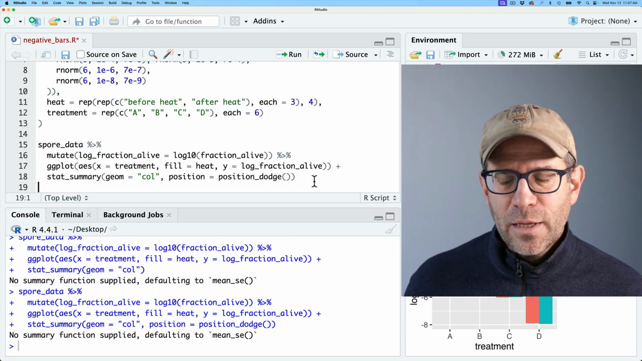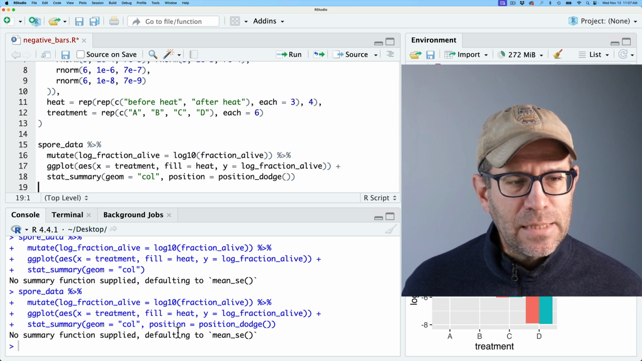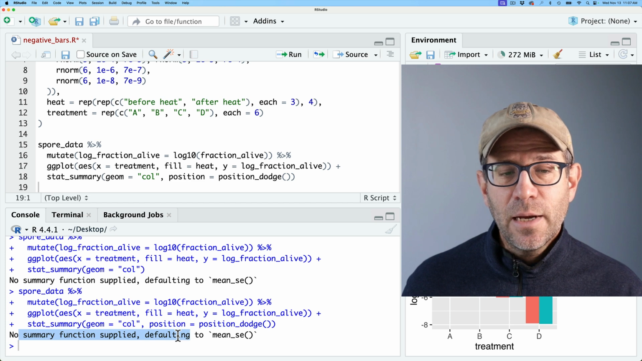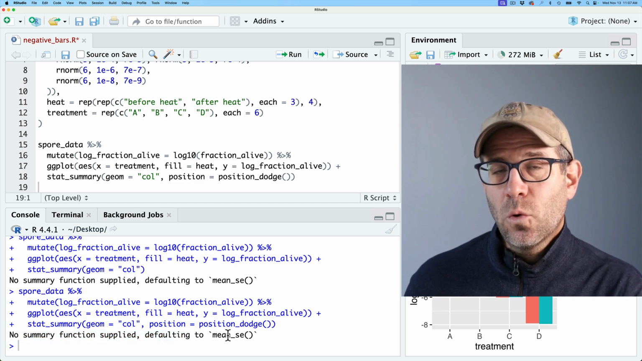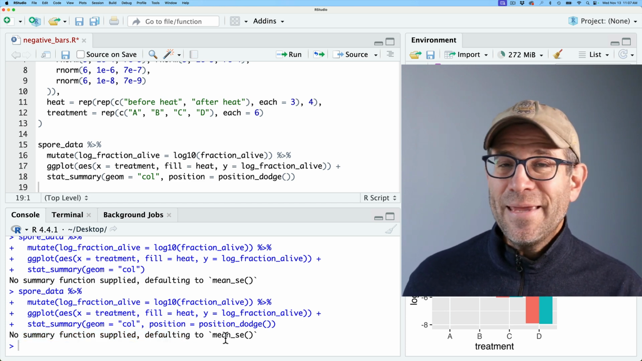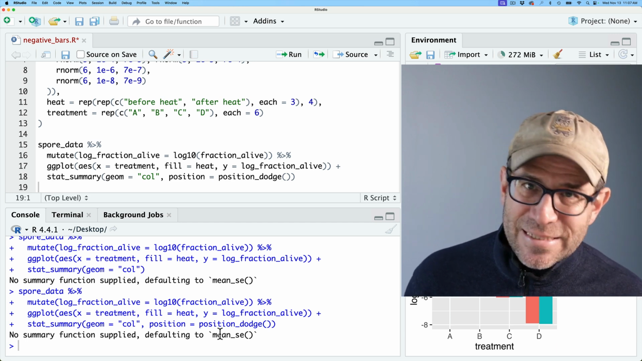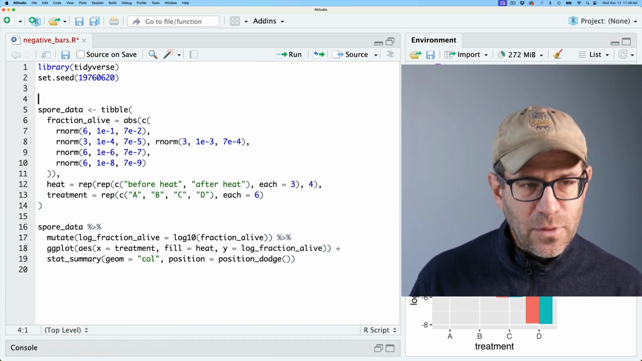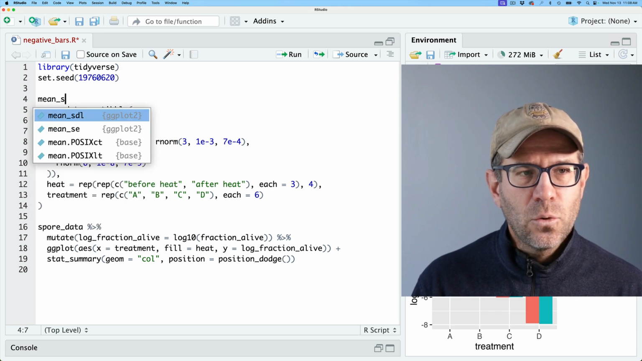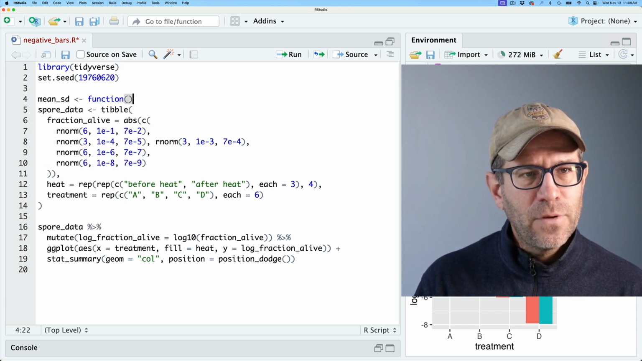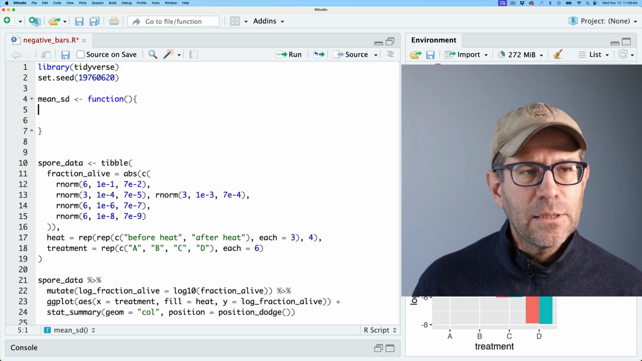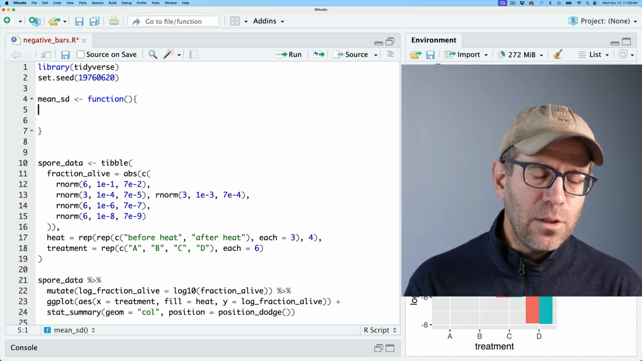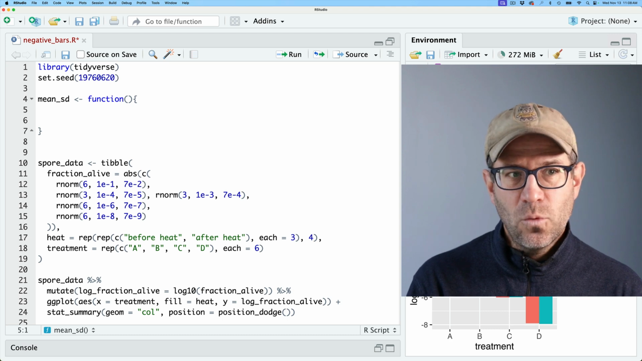And one thing that I'm noticing is that when I run this, I get a message that says no summary function supplied, defaulting to mean_se. I want mean_sd, but there isn't a mean_sd. So I need to make a function that I'm going to call mean_sd. Let's say function, and then let's get some space here. So these functions that we give to stat summary need to return a tibble with the y value, the ymin, and the ymax.